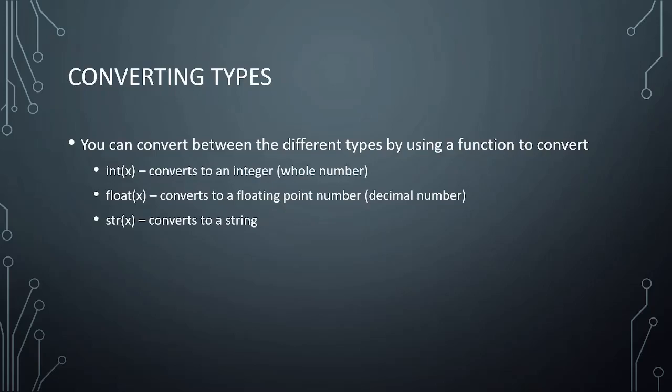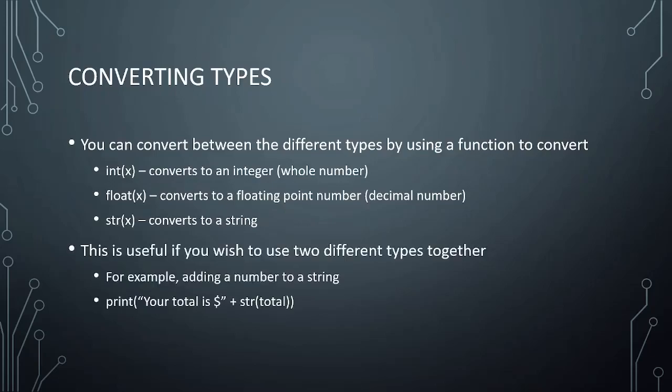So I could just write int, open bracket, my variable, close bracket, and it outputs an integer. I can do the same with float, which converts it to a floating point number or a decimal number. And I can do the same with str, which converts it to a string. Now this can be useful for a bunch of different reasons.